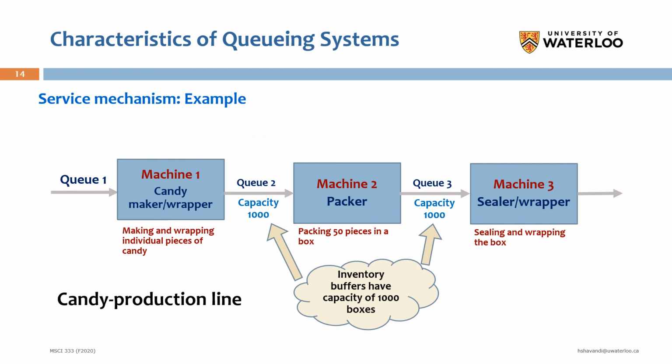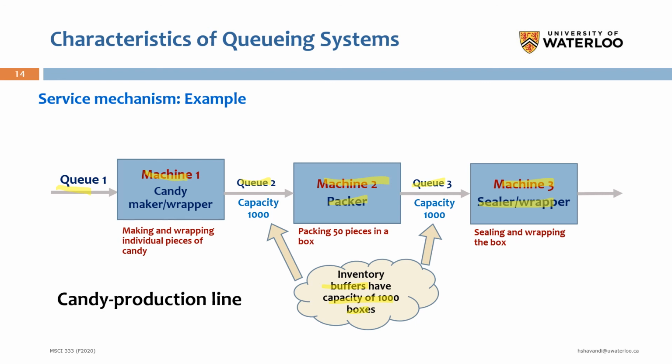Okay, this is another example including three machines. We have Q1 for machine 1, the candy maker and wrapper, Q2 for machine 2 as packer, and Q3 for machine 3 as sealer and wrapper. And as you see here, Q2 and Q3 for machines 2 and 3 have limited capacity. The inventory buffers have a capacity of 1,000 boxes.